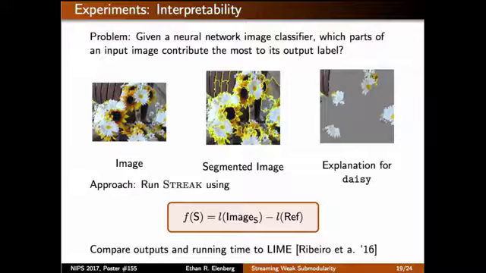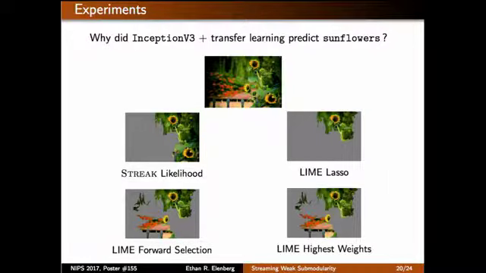We also compare to Lime, which is a related approach that solves a more expensive optimization problem. It creates many more images and makes many more inference calls to the model, and then fits a sparse linear regression.